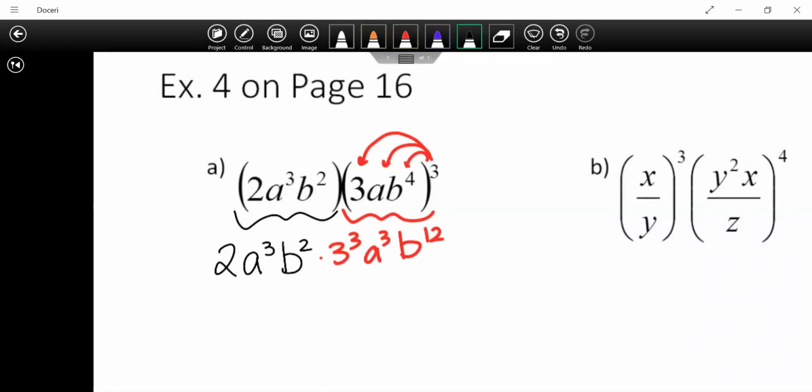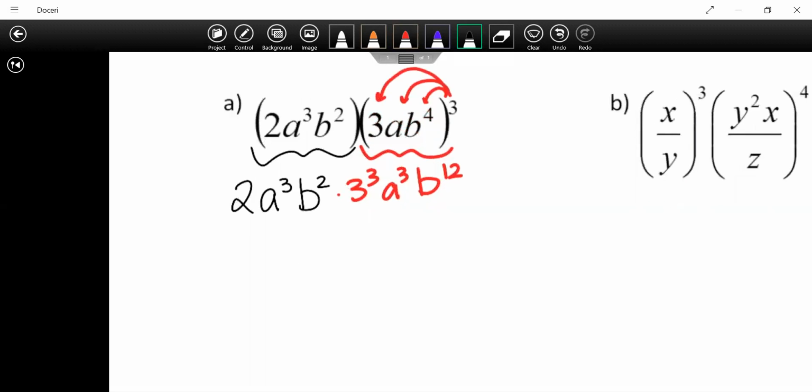Now that we have them all together, we want to kind of reduce terms down. So I'm going to look at my whole numbers, 2 and 3 to the third. What's 3 times 3 times 3? 27 times 2? 54. So we're going to get our first terms just by multiplying those two out. You can easily do those in a calculator, okay?